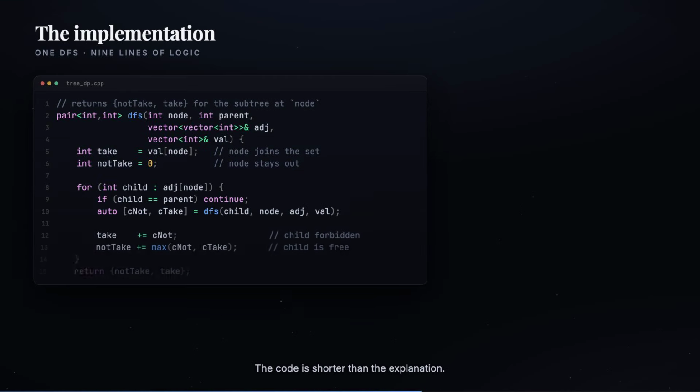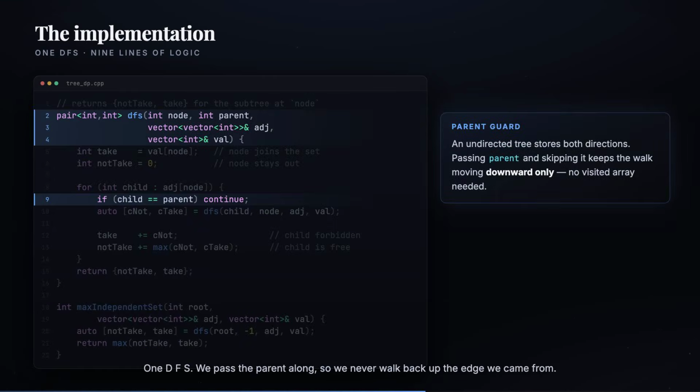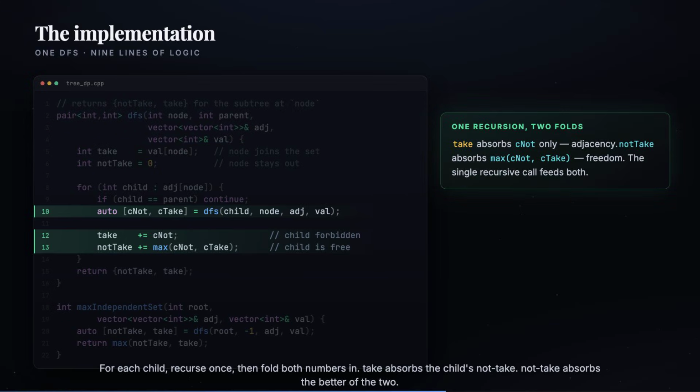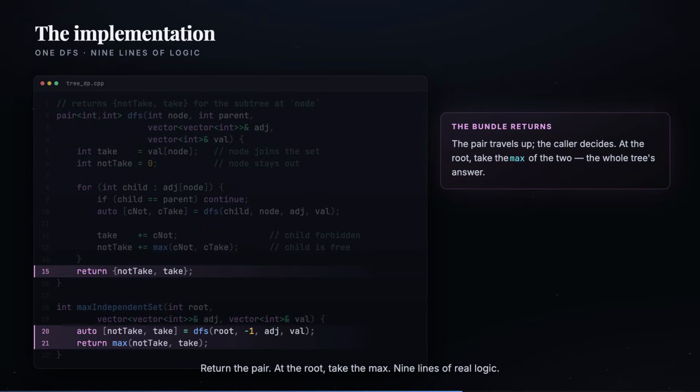The code is shorter than the explanation. One DFS. We pass the parent along, so we never walk back up the edge we came from. Take starts at the node's value. Not take starts at 0. For each child recurse once, then fold both numbers in. Take absorbs the child's not take. Not take absorbs the better of the two. Return the pair. At the root, take the max. 9 lines of real logic.